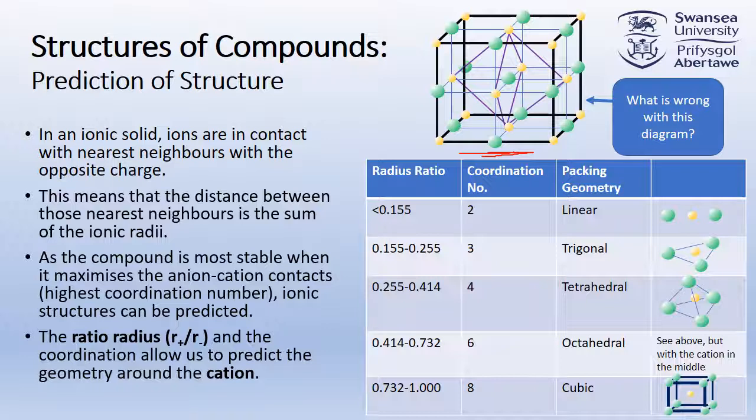So anyhow, this table here shows our radius ratios, our coordination number, our packing geometry, and this little representation of how those shapes are arranged. I should just point out that our octahedral structure is shown up here, and this is actually an example of halite, or sodium chloride.